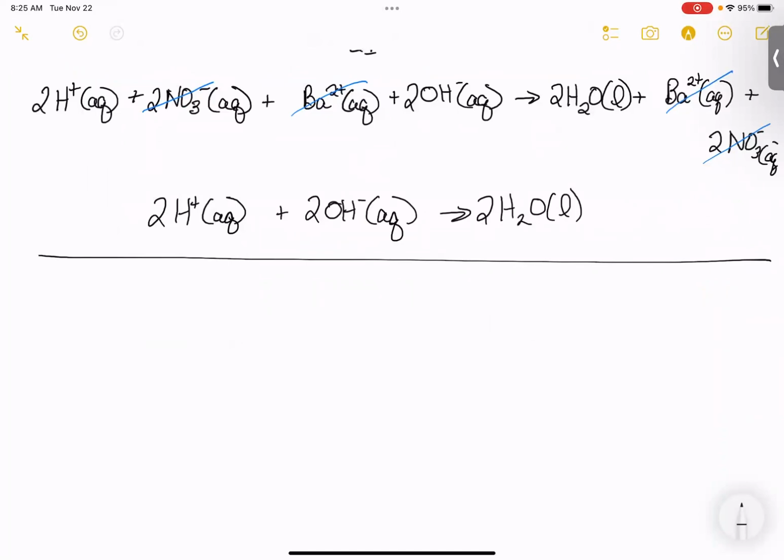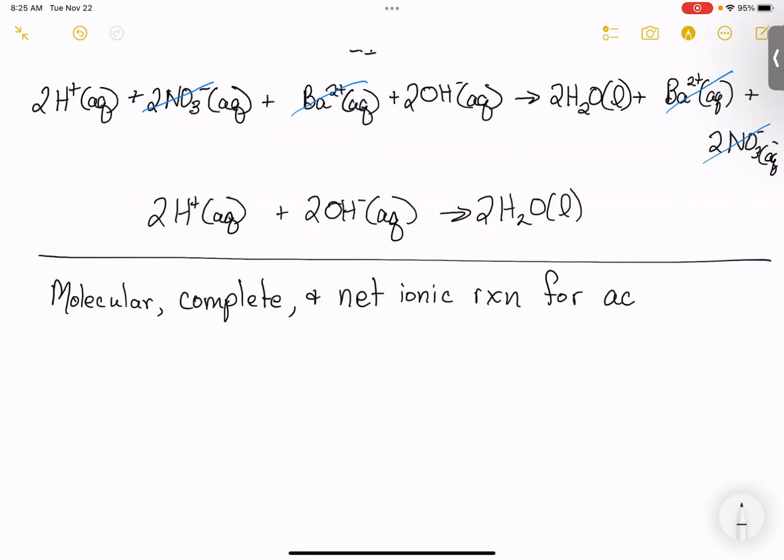Okay, then I want to move on to one of the types of reaction real quick. We're going to develop the molecular, complete, and net ionic reaction for, let's go with acetic acid and sodium hydroxide.